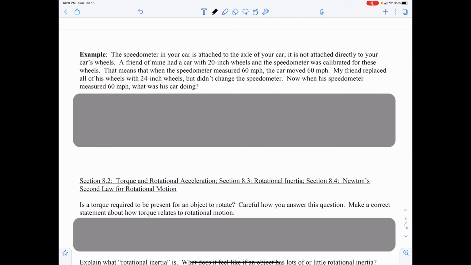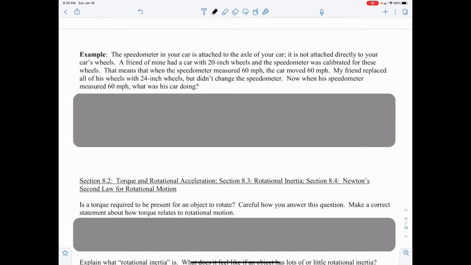Example. The speedometer in your car is attached to the axle of your car, not directly to your car's wheels. A friend of mine has a car with 20-inch wheels and the speedometer was calibrated for these wheels. That means when the speedometer measured 60, the car moved 60 miles per hour. My friend replaced all of his wheels with 24-inch wheels, but didn't change the speedometer. Now when his speedometer measures 60, what was his car doing?